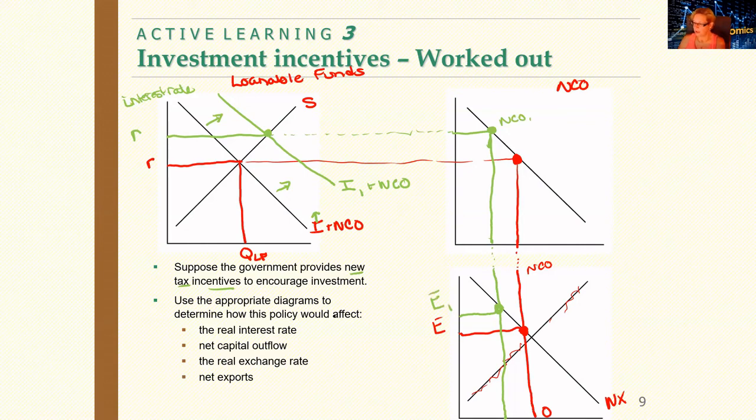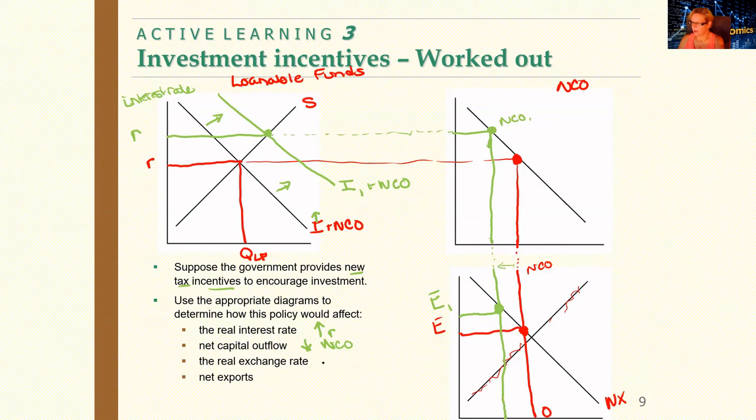So how would this policy affect the real interest rate? Well, what happened with the real interest rate? We increased the real interest rate. What happened to net capital outflow? Net capital outflow decreased. Why? Because the US is paying a higher interest rate. So more investment is staying home, and foreigners are bringing their financial capital to the US to invest because the interest rate is higher. So a decrease in net capital outflow, it's staying home. Okay, so we showed that here and here.